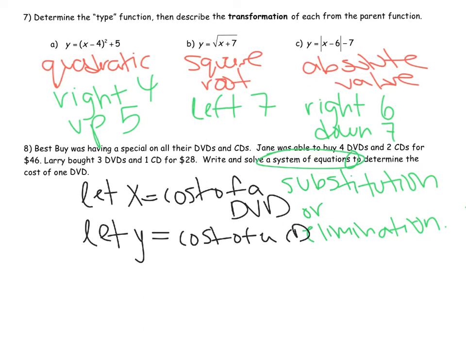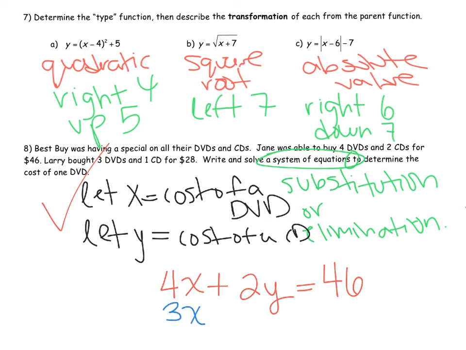Alright, so let me start by writing out my system. So we have our let statement, check. That's going to get you a point. The next piece says Jane was able to buy 4 DVDs and 2 CDs, all for $46. So that's our one equation. Next we have to deal with Larry. So Larry bought 3 DVDs and 1 CD, all for $28. Now that we have our system set up, we have to solve it.